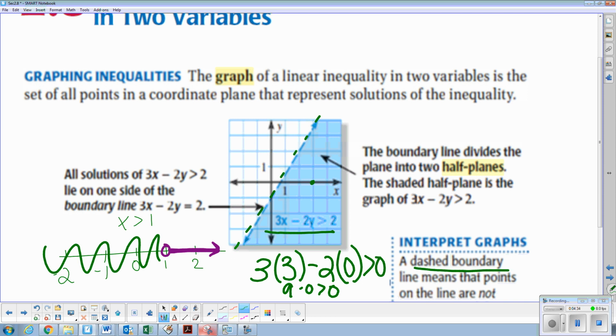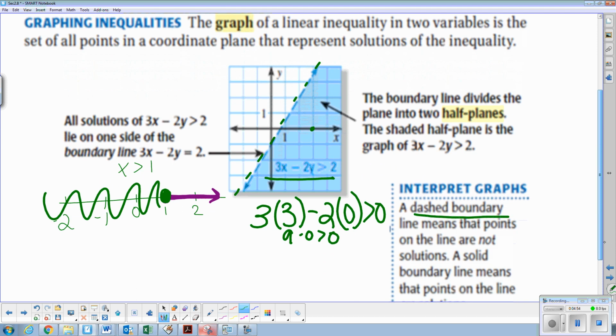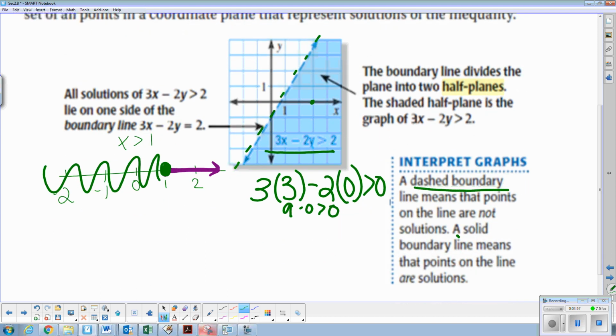A dashed boundary line is like our circle here on our number line. It means that it does not include the points on the line, but a solid boundary line is like our dot on our number line. It means it includes the points on the boundary line. So the points on a solid boundary line are solutions, and points on a dashed boundary line are not solutions.